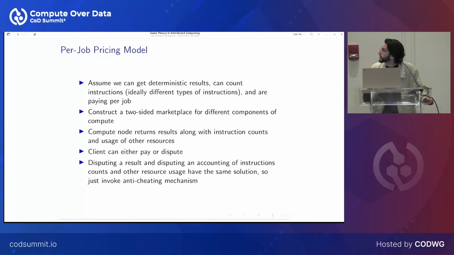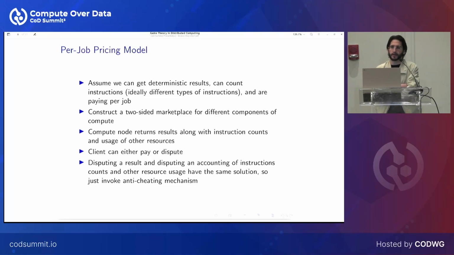There it is. So, per job pricing model. How do we actually price this compute? This is going to focus on a gas-based approach, like gas in the traditional blockchain sense. So assume that we can get deterministic results and we can count instructions. Ideally, we want to be able to count different types of instructions, like FP32, FP64, integer operations, and so on. That has a bit of an overhead, but this is more idealized. And assume that we're paying per job, right?